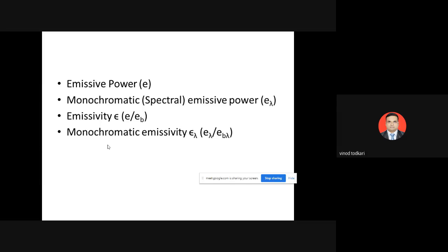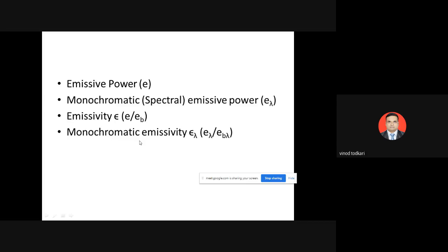Analytically, or even experimentally, you will find no object in the universe which has a value of epsilon as 1. So the perfectly black body is a theoretical concept, but there are some devices, some concepts, using which we can achieve emissivity very close to 1. And that theoretical body is called a perfectly black body. Okay. The next definition is monochromatic emissivity.